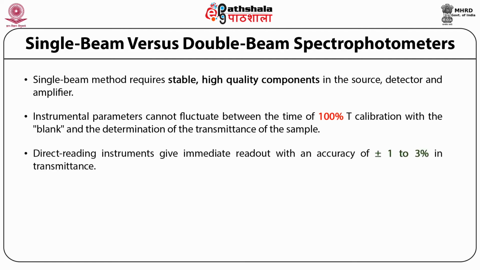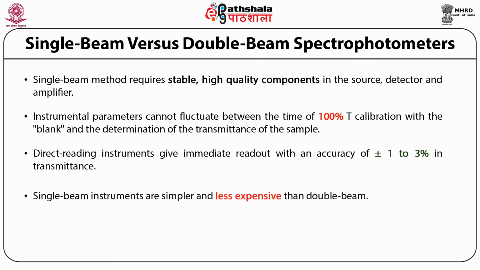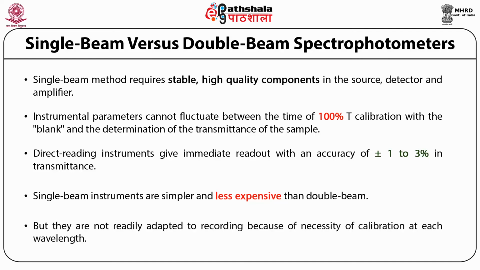Direct reading instruments using a meter give an immediate readout with an accuracy of plus or minus 1 to 3% in transmittance. Single beam instruments are simpler and less expensive than double beam, but they are not readily adapted to recording because of the necessity of calibration at each wavelength.